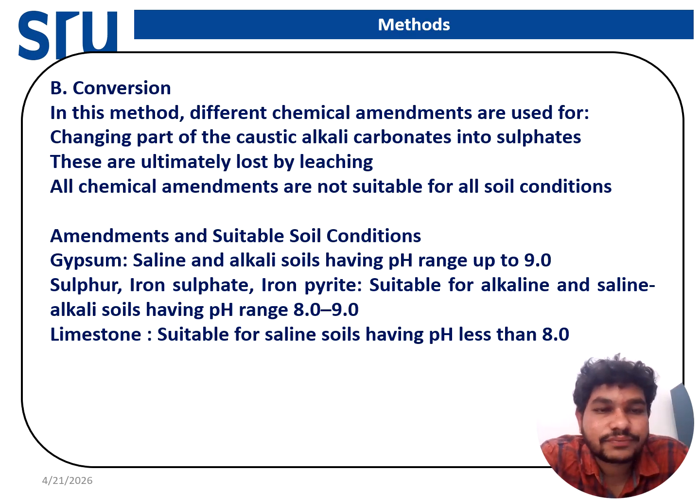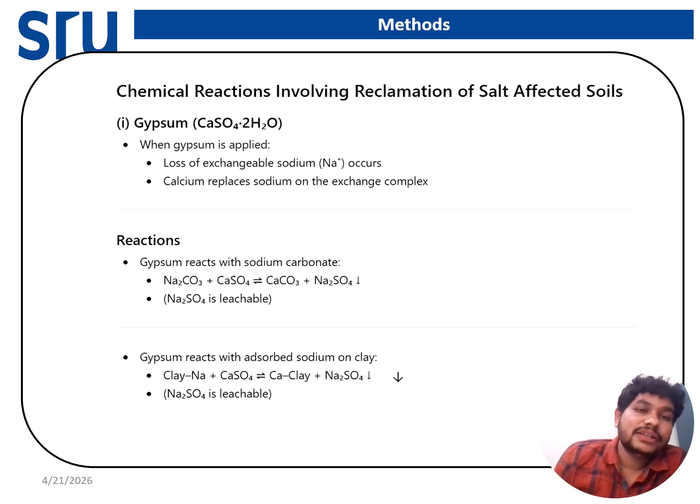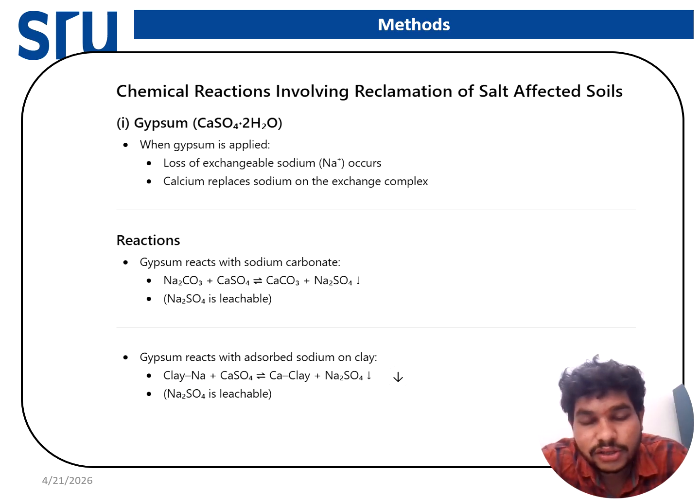Sulfur, iron sulfate or iron pyrite should be used when the soil pH is between 8 to 9. Go for limestone if the soil pH is less than 8. Then you will apply gypsum to reduce the sodium concentration in the sodic soil.